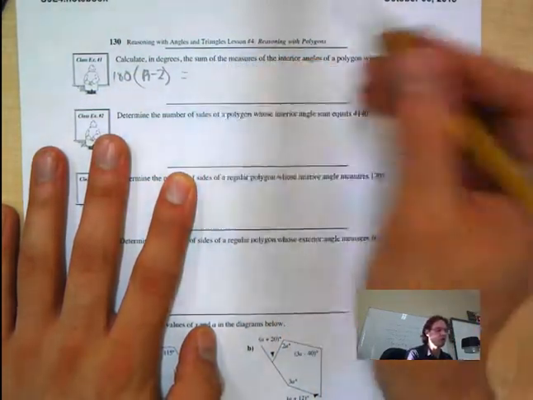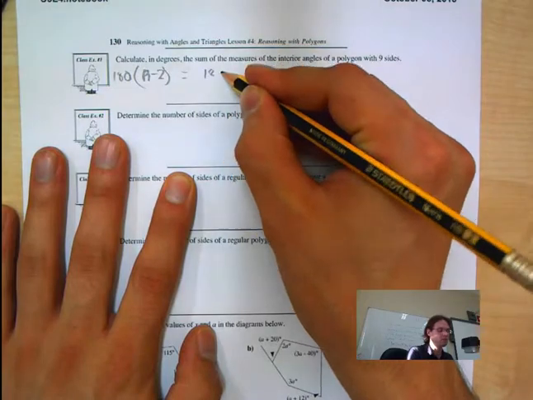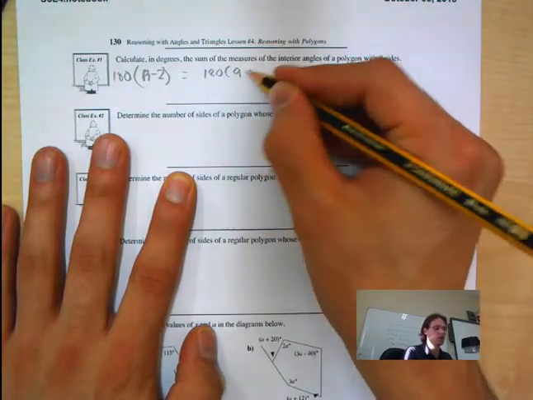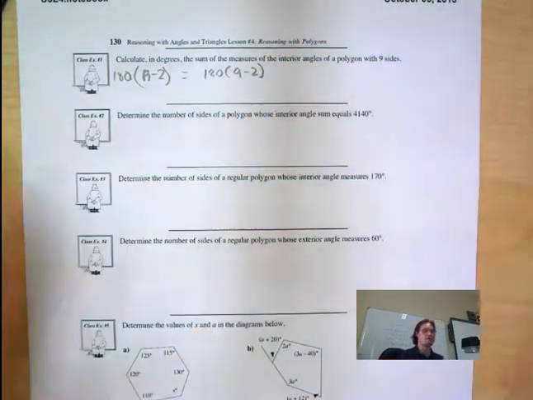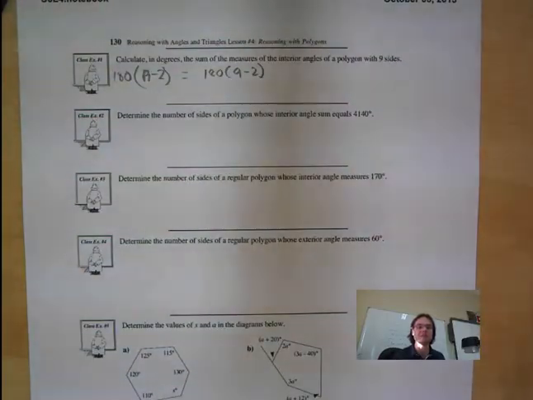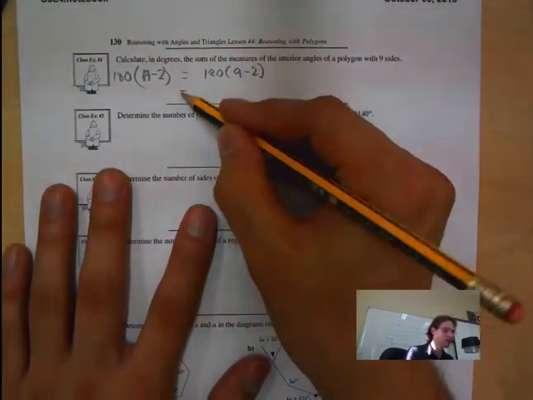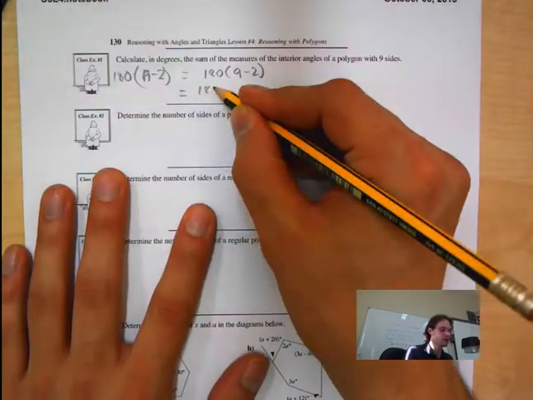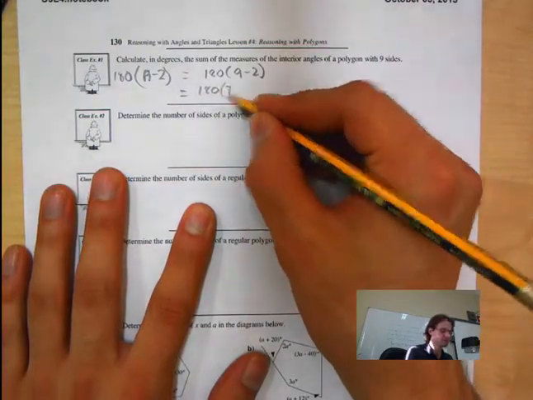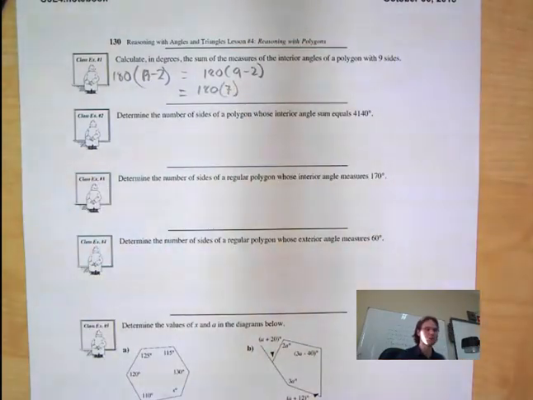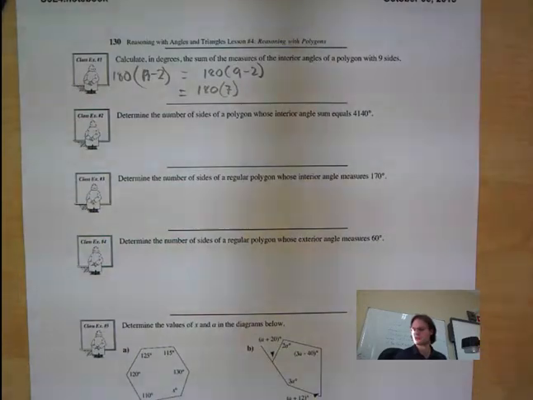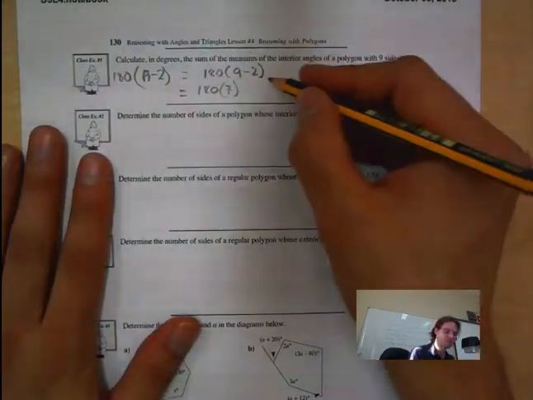So if we go over, that is 180 multiplied by (9 minus 2). Well, that's the same thing as 180 multiplied by 7 because there's 7 triangles in there. So that's 180 multiplied by 7, and that's going to give us 1220, I think. We'll just go this way. That's going to give us 1260, sorry.